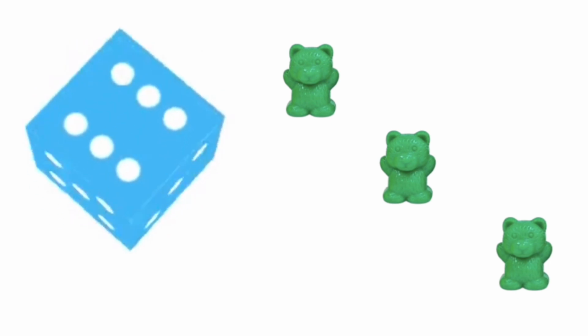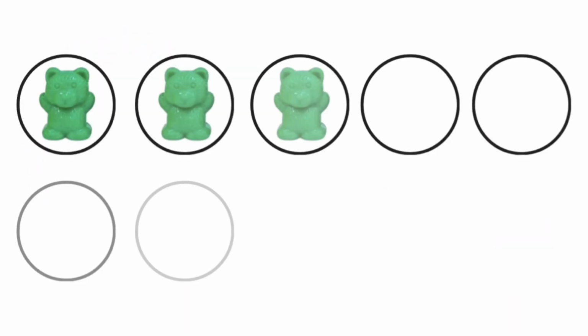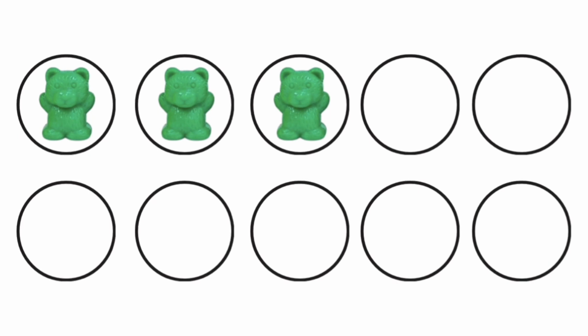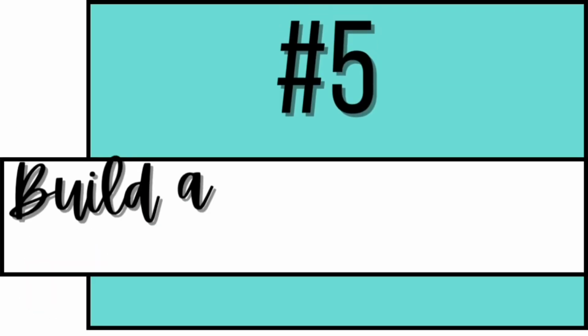Have your child roll the dice and count out that number of objects. Each object will be placed on top of a circle you drew on the whiteboard. When they finish, ask them which group has more, the group of objects they counted or the group of objects you drew. You could also change the question to ask which group has less.